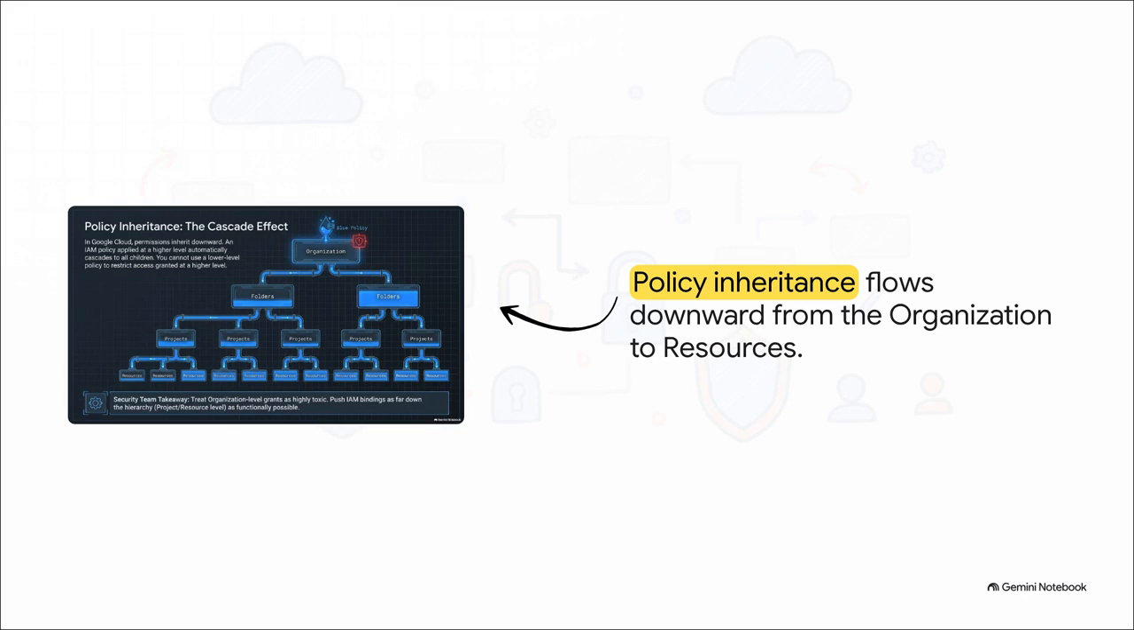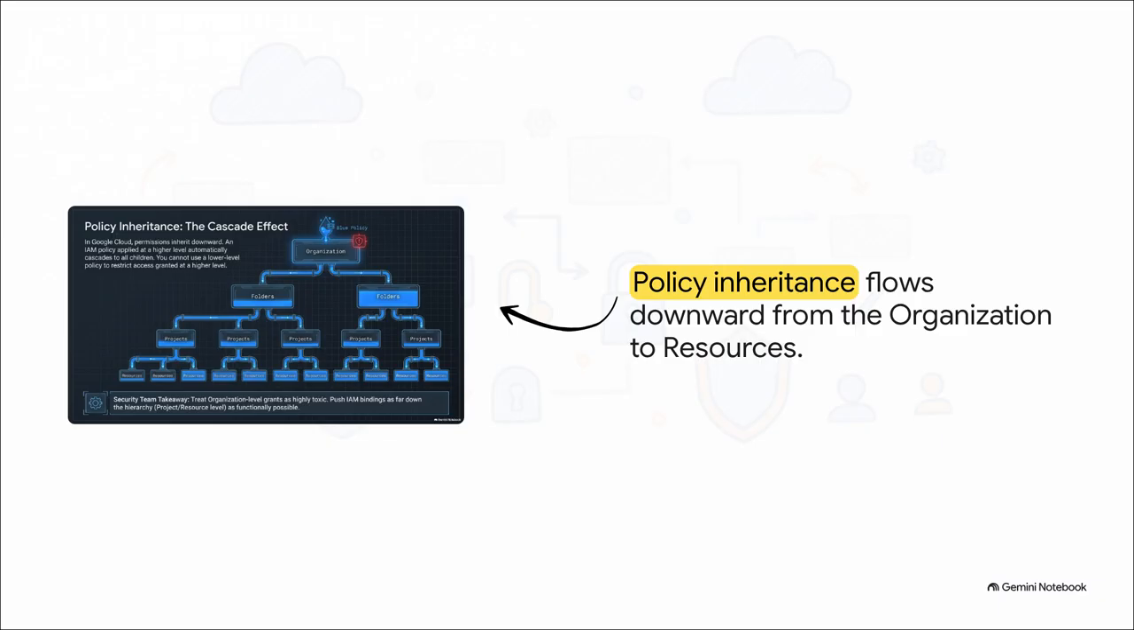Let's see how this built, because in Google Cloud, permissions inherit strictly downward. It's basically like gravity. Notice how an IAM policy applied at a higher level, like the organization level way up top, automatically cascades like a waterfall to all the children below it. The folders, the projects, the resources, all of them.